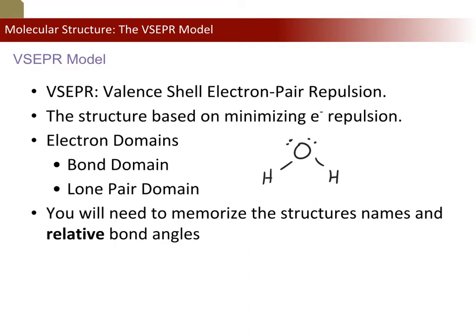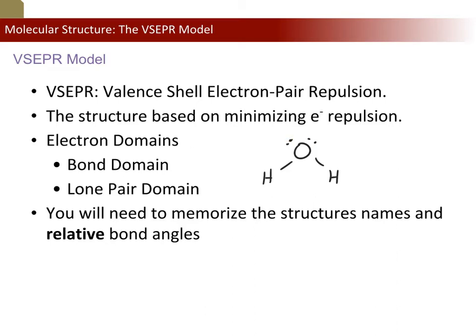Take, for example, water. Water has a central oxygen, and it has two bonds to the two ligands of hydrogen down here, and it has two pairs of electrons. Now the bonds we call bond domains, and the electron pairs are called lone pair domains.